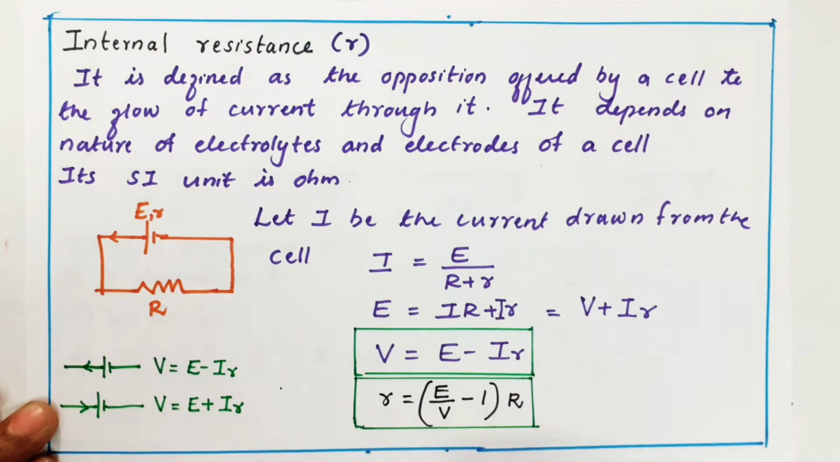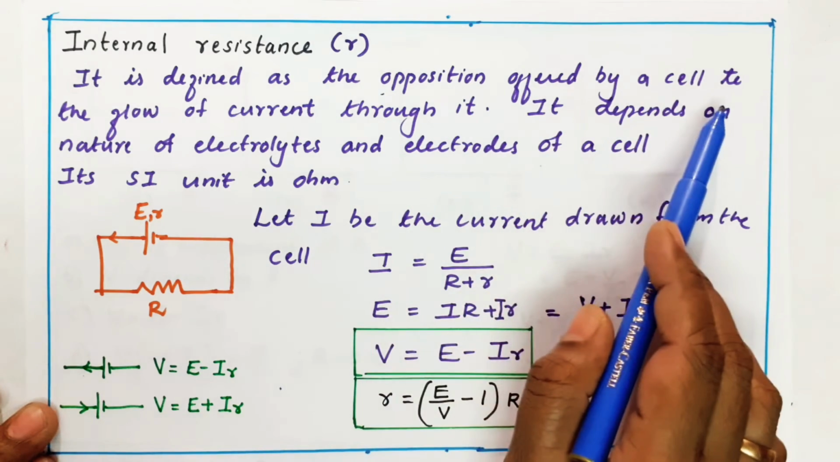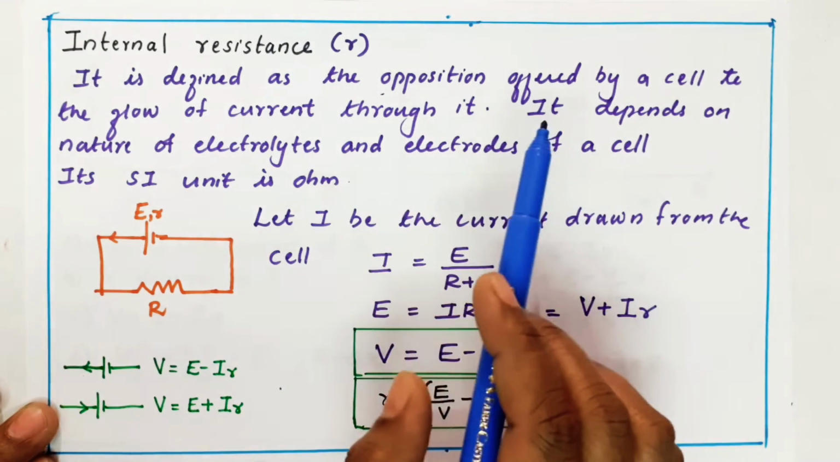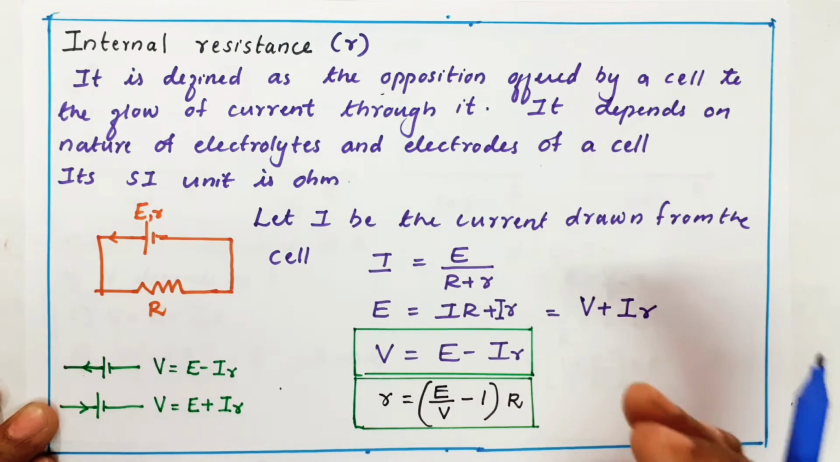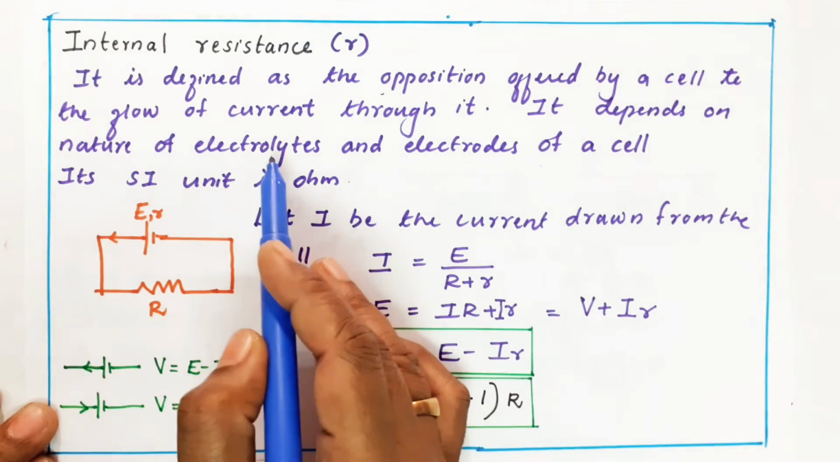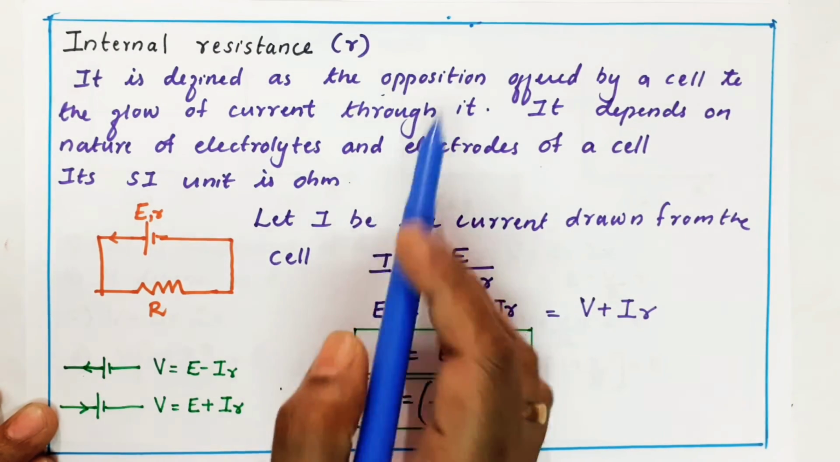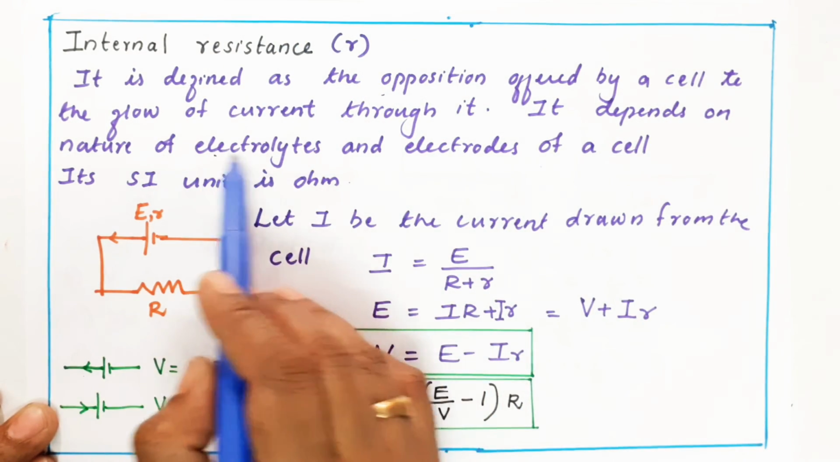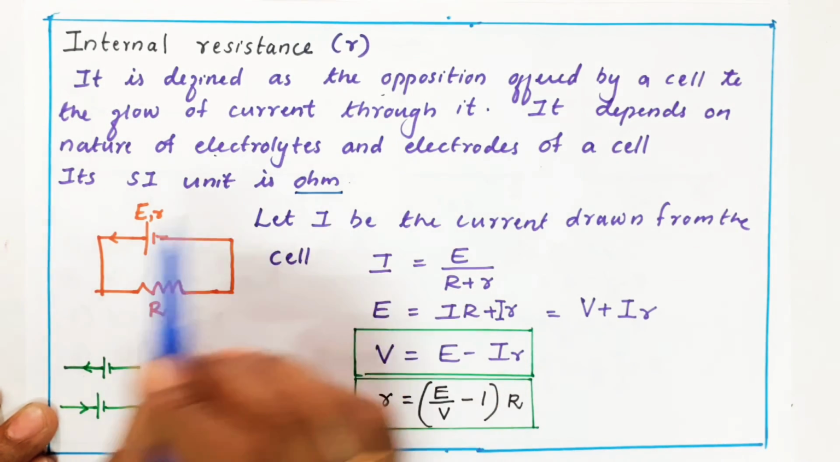Internal resistance is nothing but the resistance offered by a cell. It is defined as the opposition offered by a cell to the flow of current through it. When the current flows through a cell, there will be some opposition. That opposition we can term as internal resistance, and it depends on the nature of electrolytes and electrodes of the cell. So it's very important: the internal resistance depends upon the electrolyte as well as the electrodes, and its SI unit is ohm.